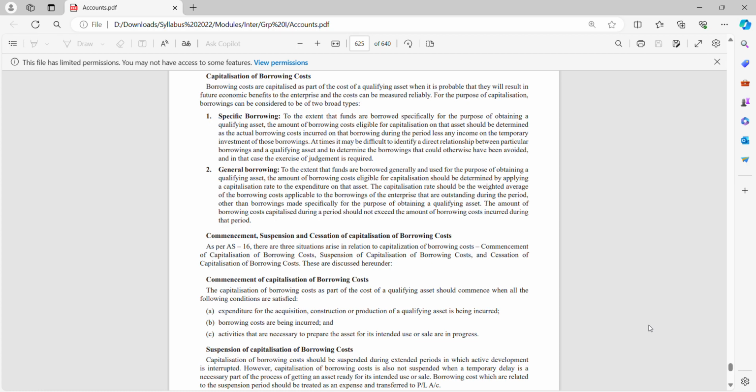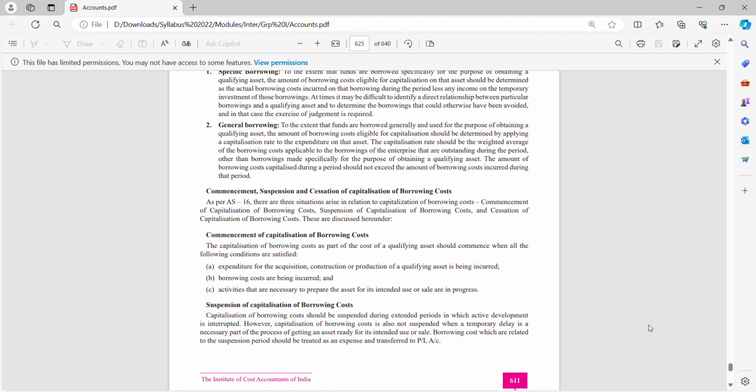Capitalization of borrowing cost as a part of cost of a qualifying asset should commence when all the following conditions are satisfied. So they have given you the conditions. Suspension of capitalization of borrowing cost. So you have commencement, you have suspension, and you have cessation. So commencement is when you start. When are you starting? Commencement.